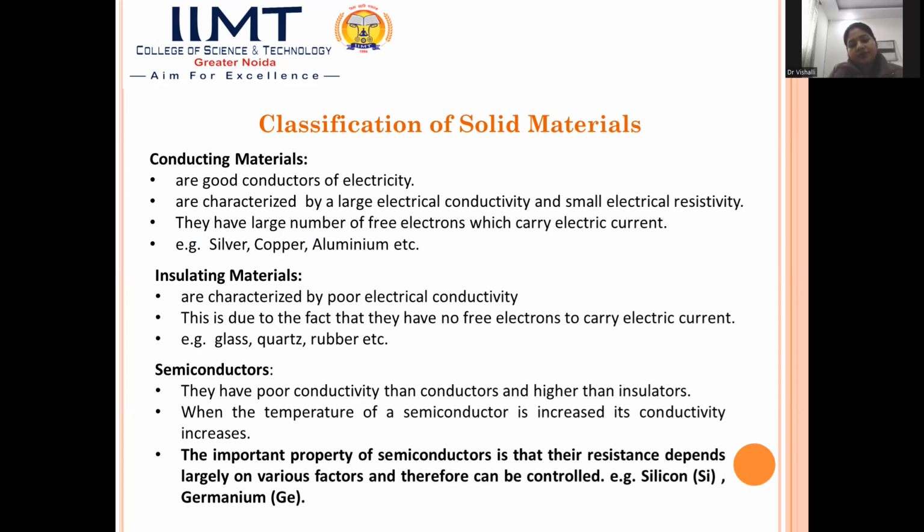One important property of semiconductor material is that their resistance can be controlled by controlling various factors, and one such factor is temperature. If we are able to control the temperature, we can control the electrical conductivity in the semiconductor. This is an important property, that the resistance depends upon different factors which can be easily controlled. The examples of the semiconductor material which we will be considering in this presentation are silicon and germanium. These two are the examples of the semiconducting material.